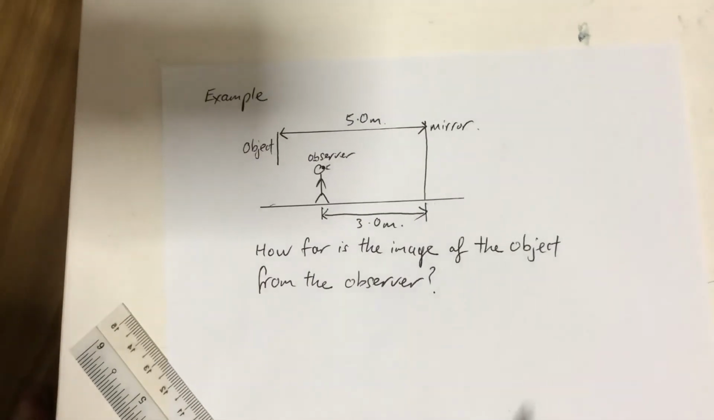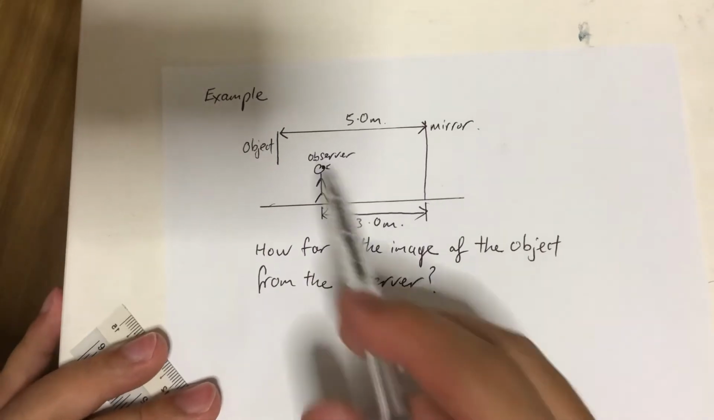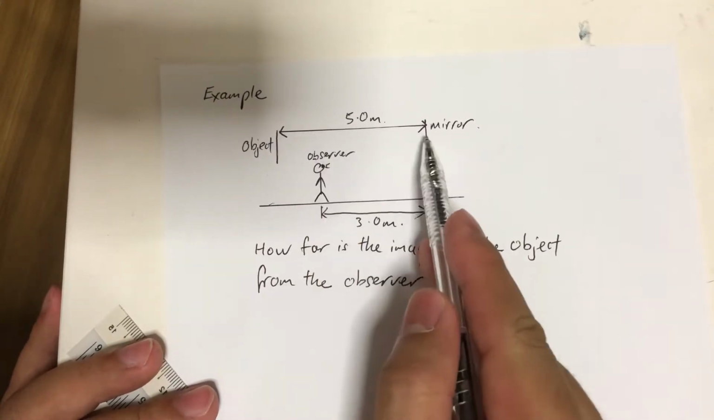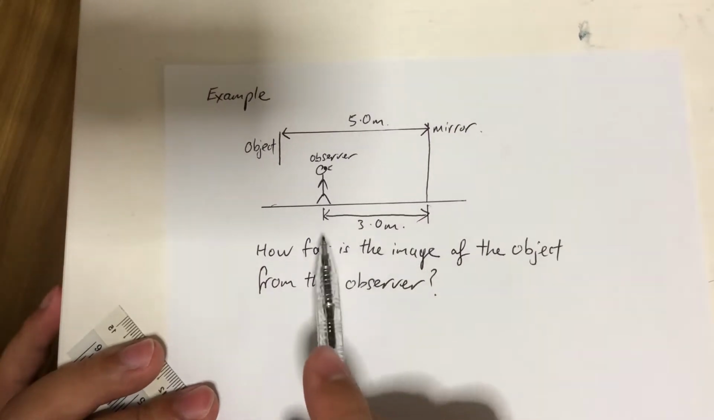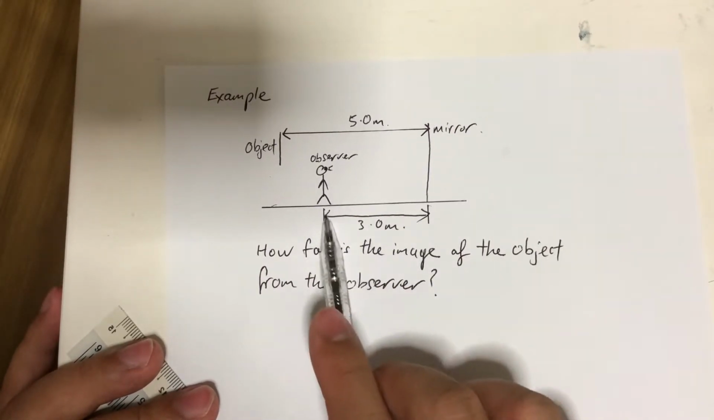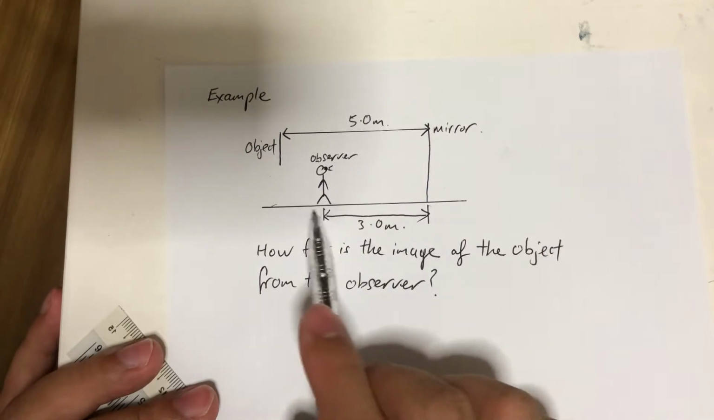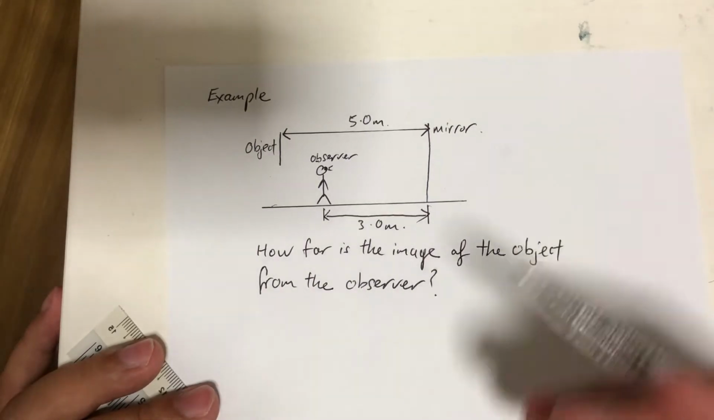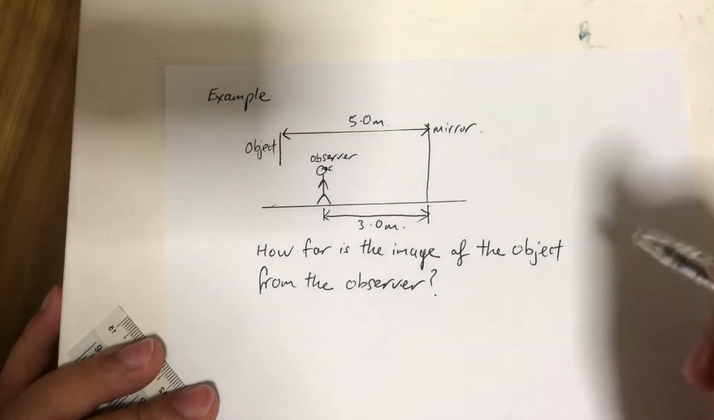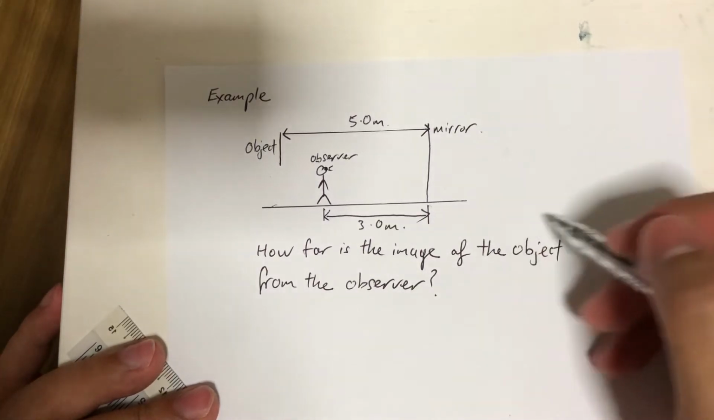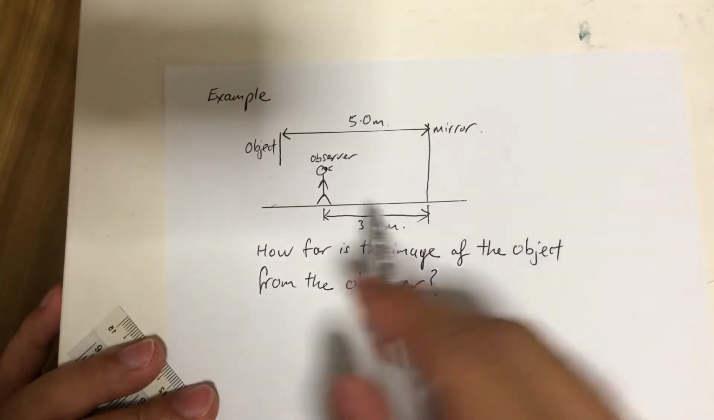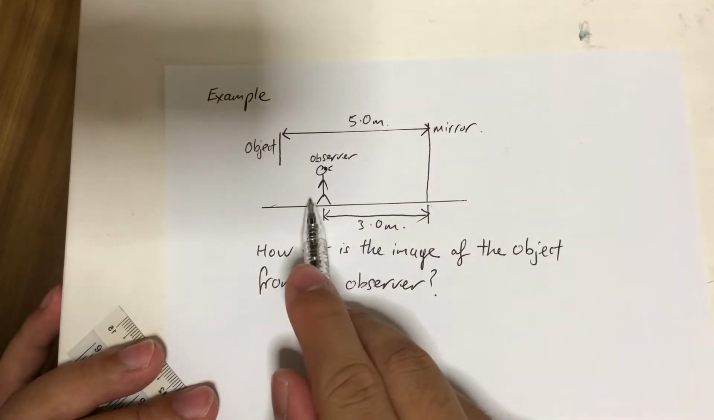If you look at this question itself, the object is placed behind the person, and the object is 5 meters away from the mirror. We also know that the mirror is 3 meters in front of the observer. The question is asking how far the image is going to be. The image is definitely going to be somewhere behind the mirror here. How far is it going to be with respect to the observer?